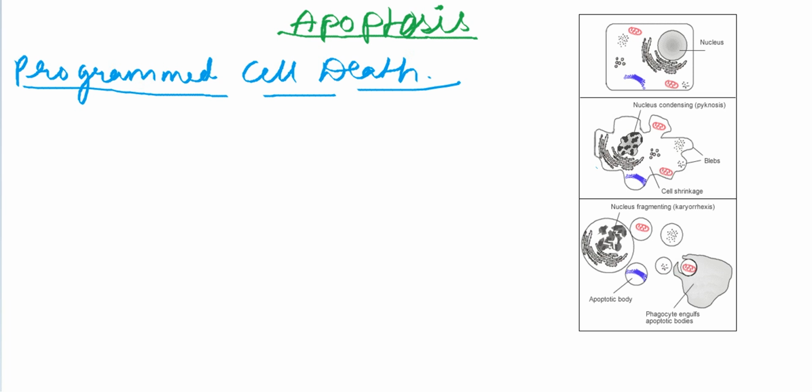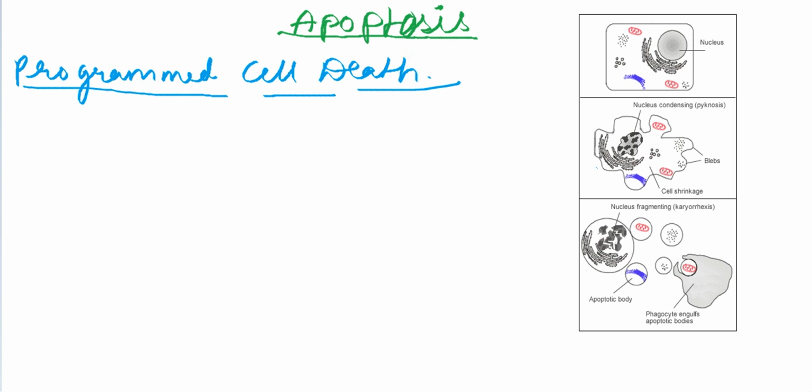So today I'll be dealing with apoptosis. So what is apoptosis? Apoptosis is nothing but programmed cell death. In our body there are millions of cells, and of those millions of cells there are so many cells that are dying every day and new cells are being produced.